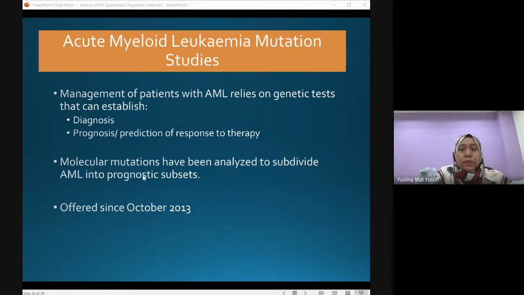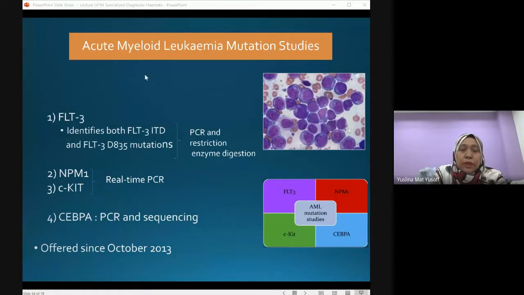So molecular mutations in AML have been analyzed to subdivide AML into prognostic subsets, which I showed earlier, and we offer this test since 2013. In our lab, we offer 4 tests: the FLT3, NPM1, c-KIT, and CEBPA mutation, using various techniques. The FLT3 we detect using PCR and restriction enzyme digestion. For NPM1 and c-KIT, we use real-time PCR, and for CEBPA, we do PCR and sequencing, and we offer this since 2013.